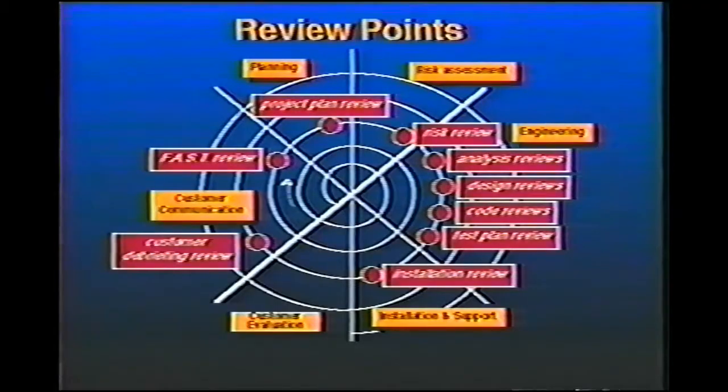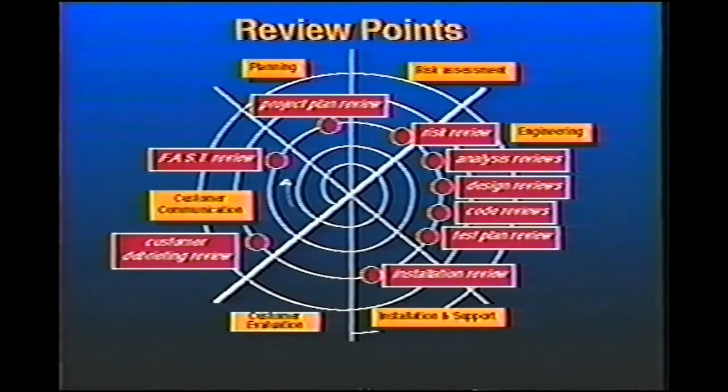Regardless of the software engineering paradigm that you choose when you establish your software process model, it's important to note that you distribute reviews evenly throughout the process. For example, in the slide before you, you see an evolutionary process model that includes planning, risk assessment, engineering, installation and support, customer evaluation, and customer communication as major framework activities.